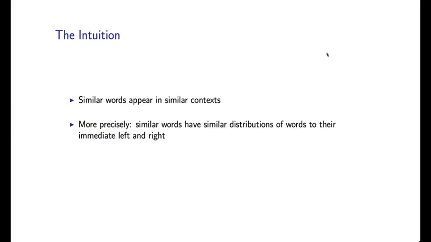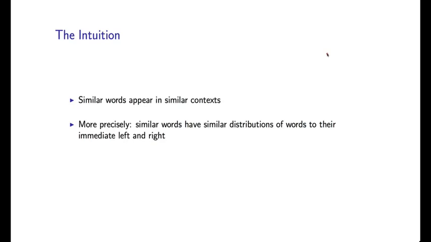So how do we recover these representations? How do we derive these representations from large quantities of unlabeled data? In a moment, I'm going to describe the mechanics of the Brown clustering algorithm, but firstly I want to talk about the intuition which underlies this algorithm.